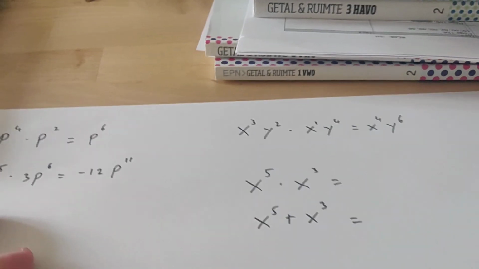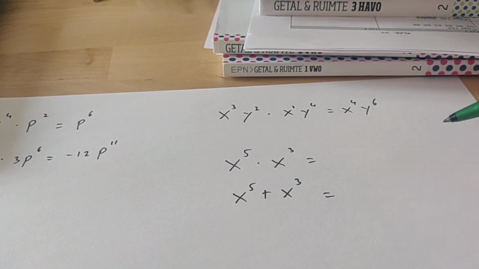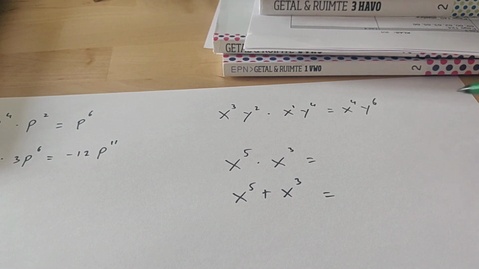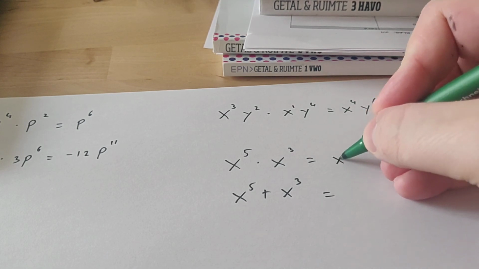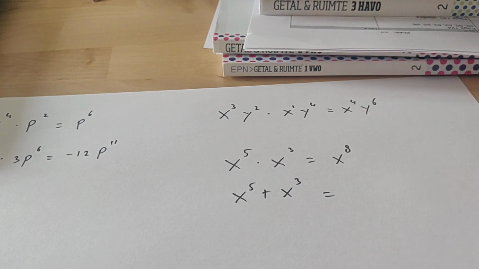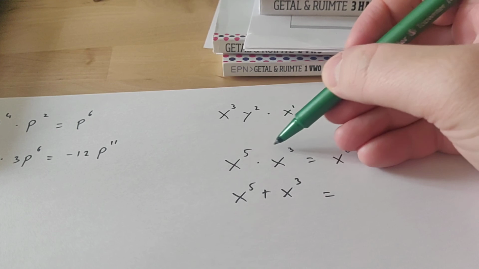And the last thing I want to show you is the difference between times and plus for higher powers. And you might already know this, but just to be sure. Here we have x to the power of 5 times x to the power of 3. It's going to be x to the power of 8, because you can just add these.